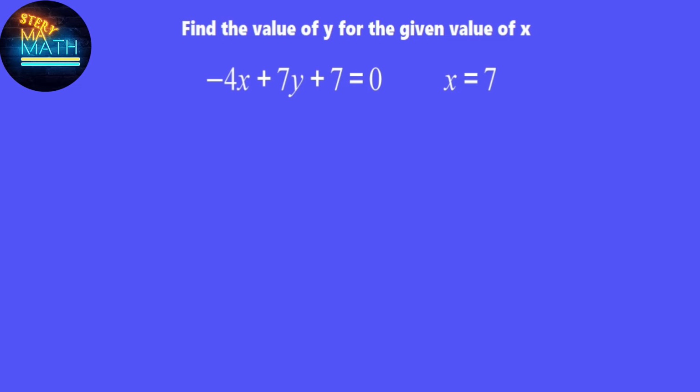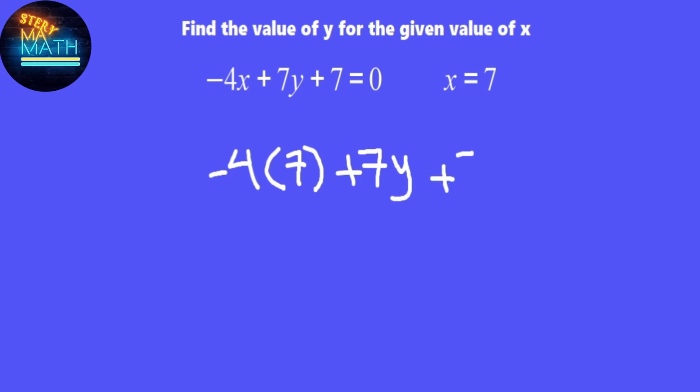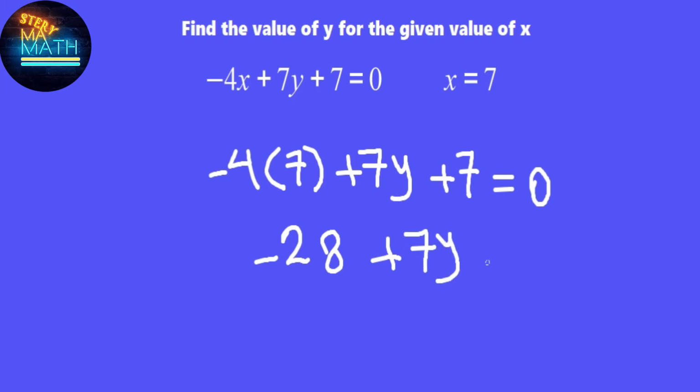It will be easier. So here, negative 4x, and instead of writing down x, I will write down negative 4 times 7 instead of x. So negative 4 times x, which is times 7, plus 7y plus 7 is equal to 0. And negative 4 times 7 is negative 28, plus 7y plus 7 is equal to 0.